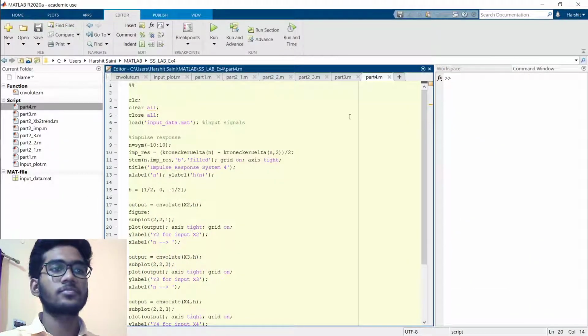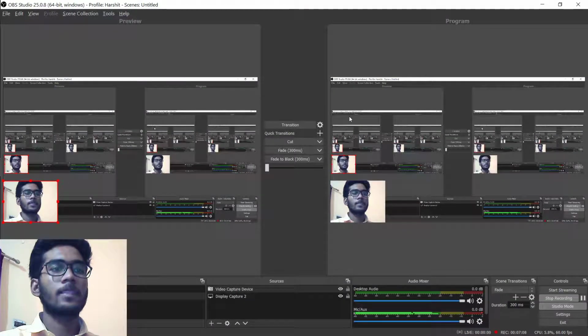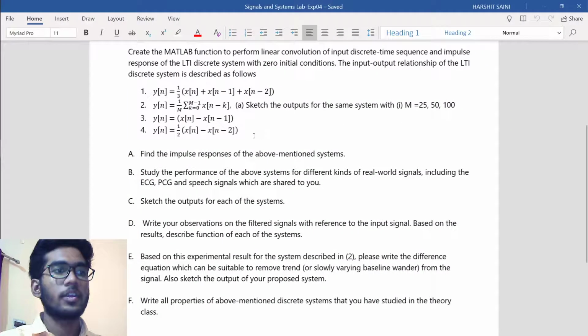Now, we saw the impulse response and the performance for different systems and the outputs for each of the systems. Now coming to observations, as we have seen from the outputs, systems 1 and 2 allow low frequencies to pass through, so these are low pass filters, and systems 3 and 4 allow high frequencies to pass through, so they are high pass filters.